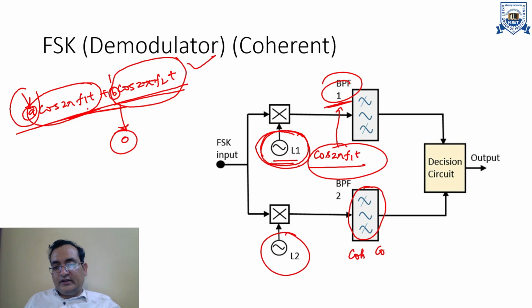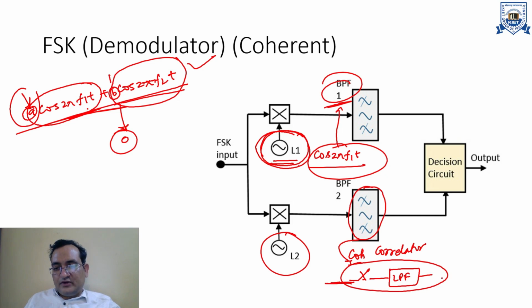Actually, this is the correlator, which is actually a sampler and an LPF. So this is the pictorial presentation of these two terms. As I have already discussed, this correlator is your match filter. So this is the match filter.